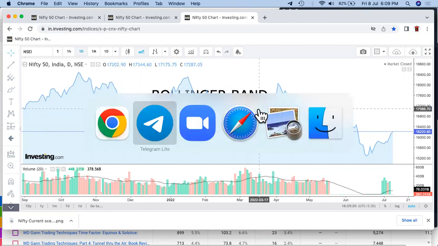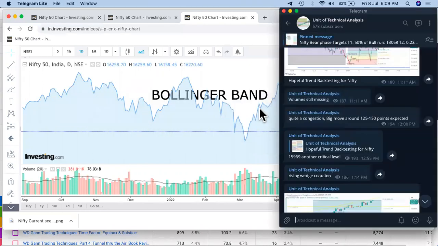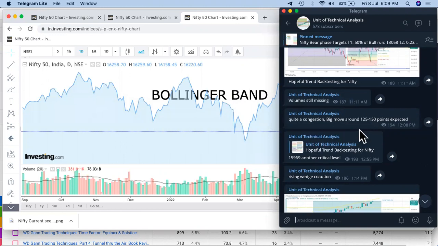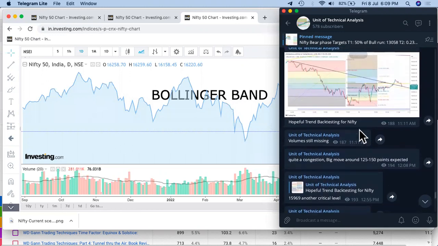Now, probably I didn't want to take this up immediately, but there was a huge amount of requests over the last 2 days on how we are able to track these points, because there were two trades which have been given. One was on 6th of July, around 12 noon, where you'd be able to get 125 to 150 points, an expected big move, right?